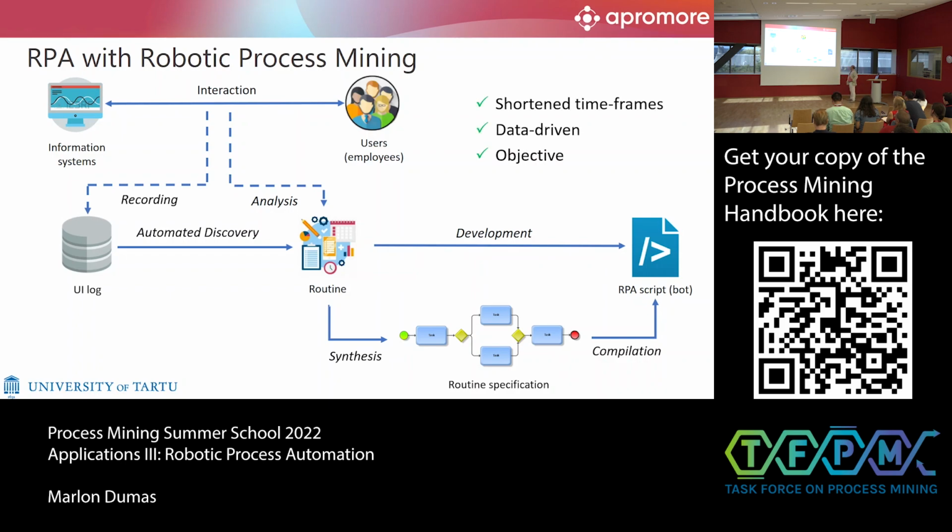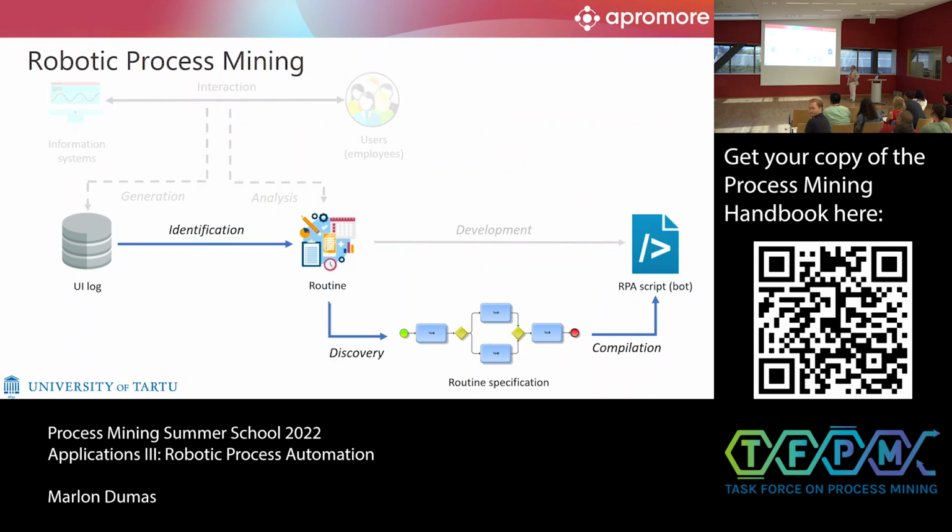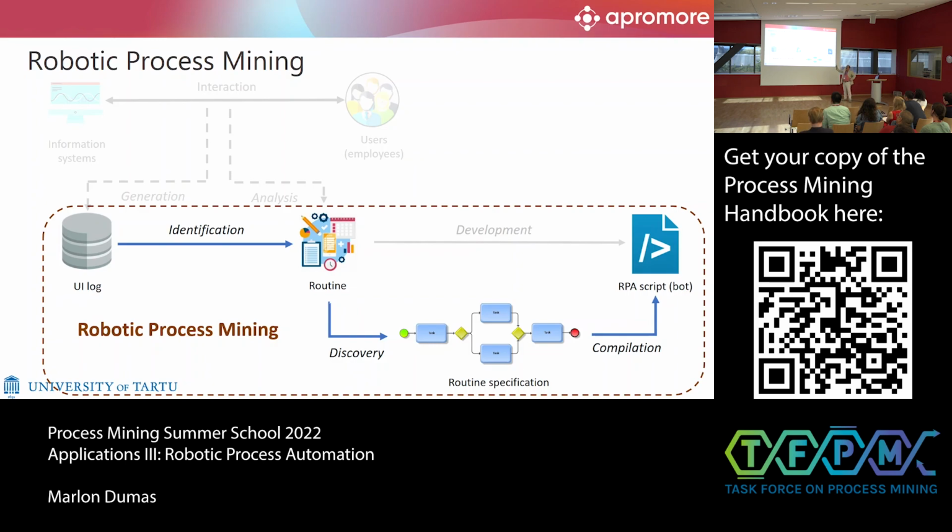So essentially, robotic process mining is the bottom part of this. It is about identifying from a user interaction log routines that are candidates for automation, determining to what extent these routines are automatable, so can you fully automate them, can you partially automate them, etc. And for those subroutines that are automatable, robotic process mining seeks to automatically discover the routine script in an executable format that you can then run in an RPA tool, and you get a software bot out of it that is able to do the routine that you observed in the UI log.